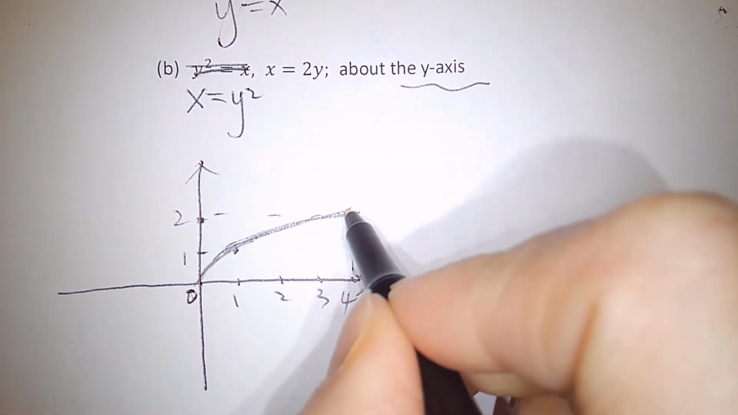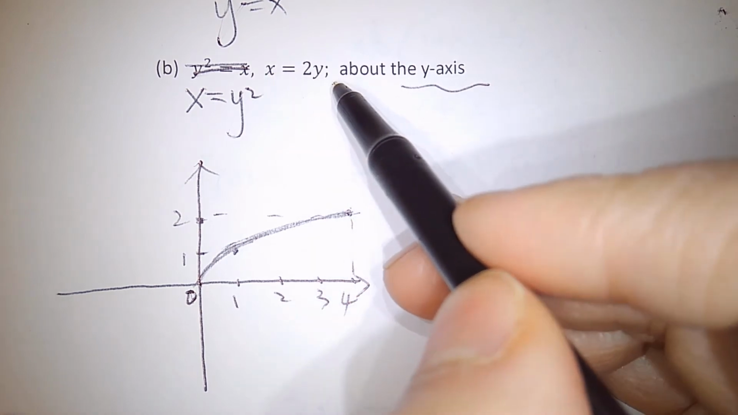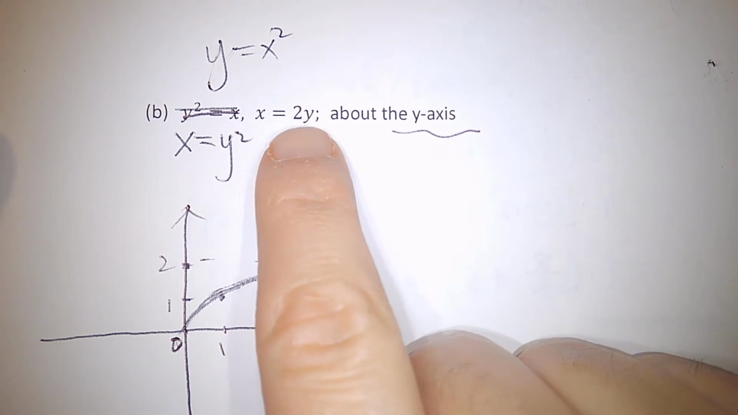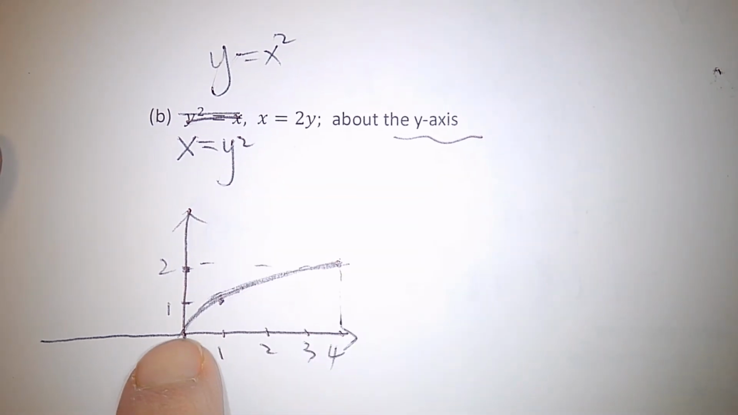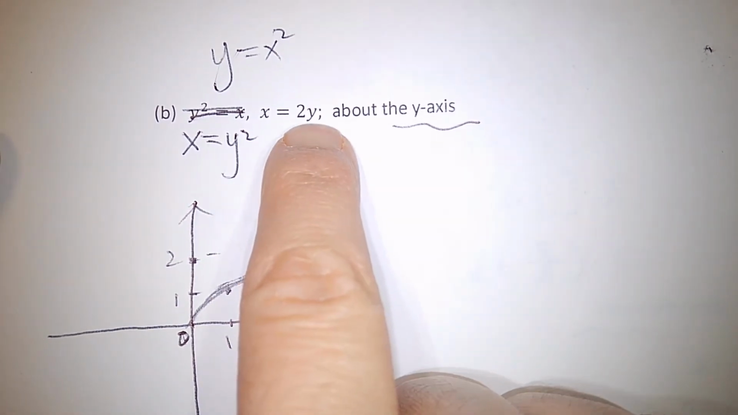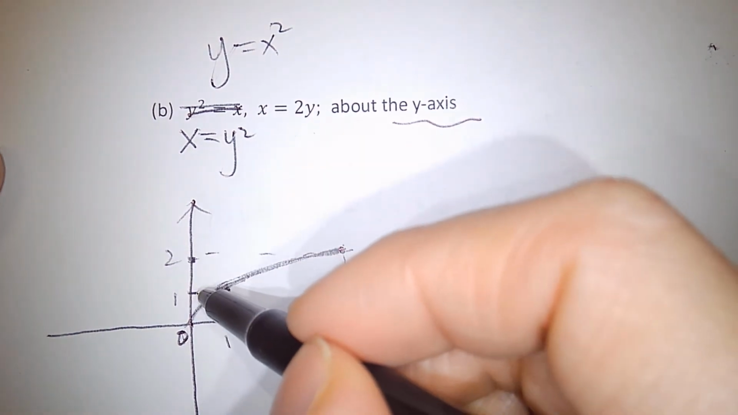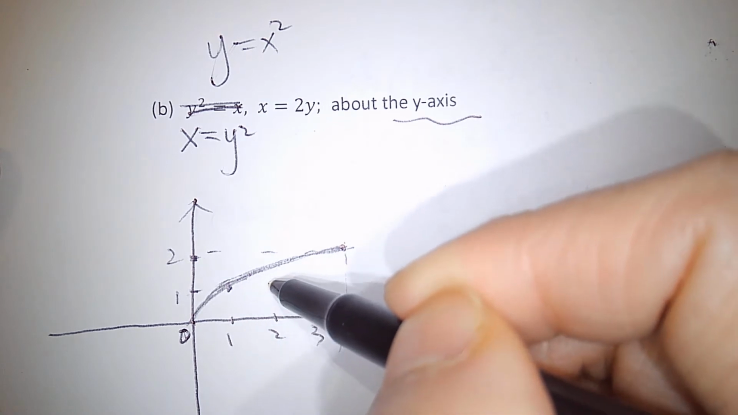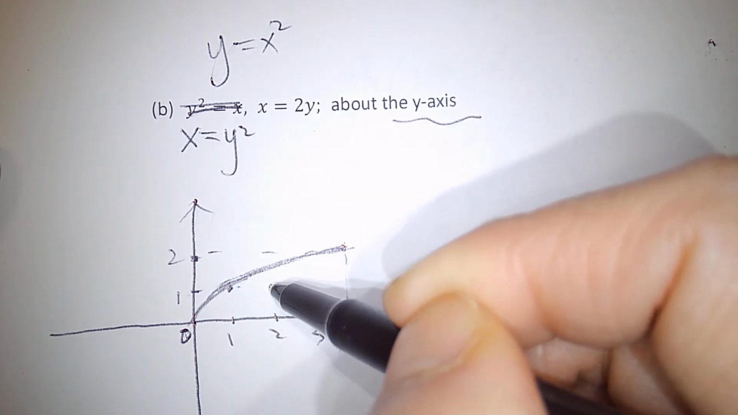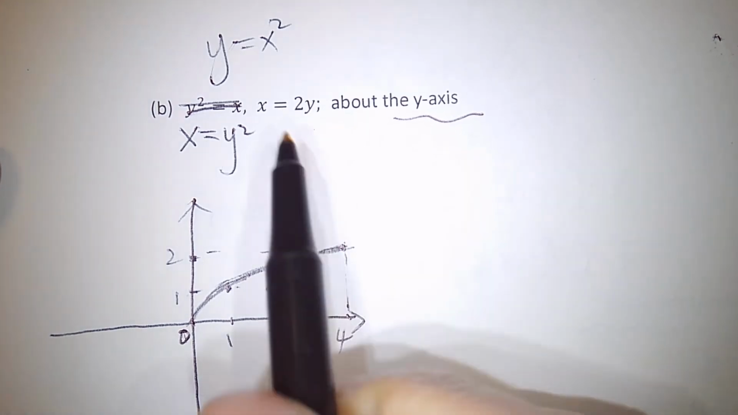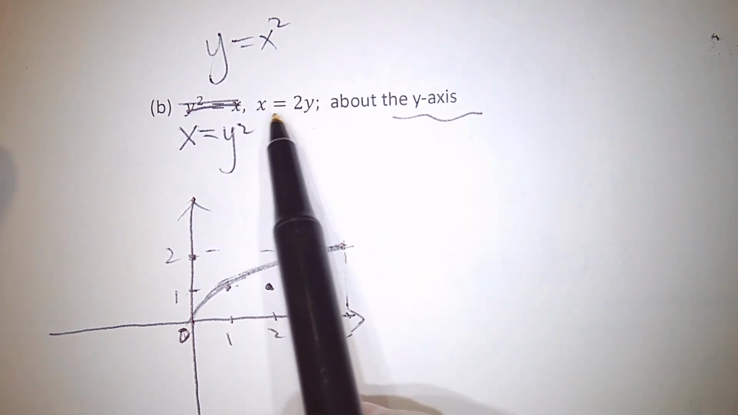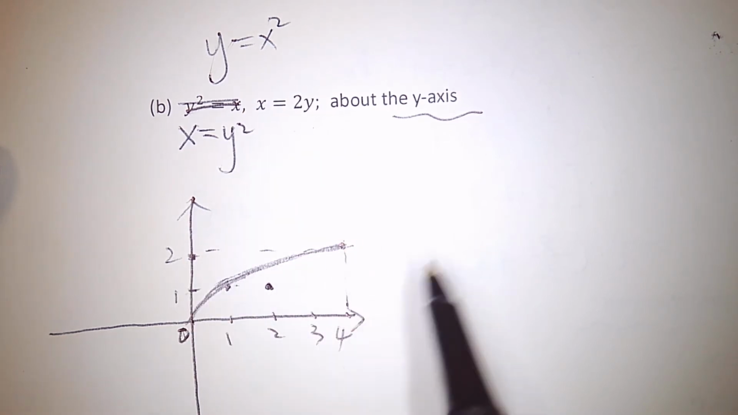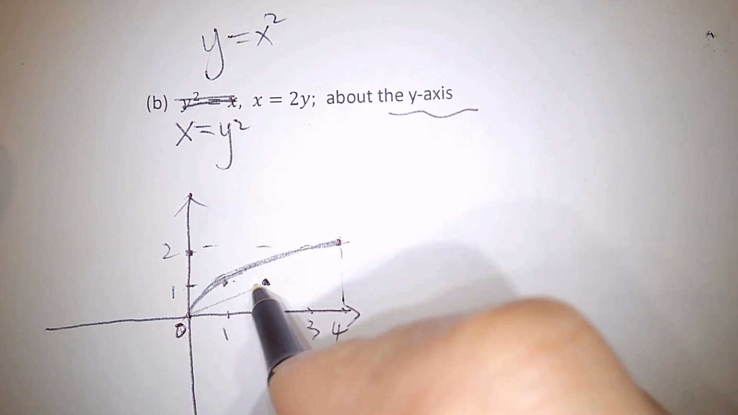What is the other curve or line? x equals 2y. How to draw that? Key points. When y equals 0, x equals what? 0. When y equals 1, x equals what? 2. This is a straight line, okay? And then when y equals 2, how about x? When y equals 2, x equals 4. Perfect. It's a straight line.